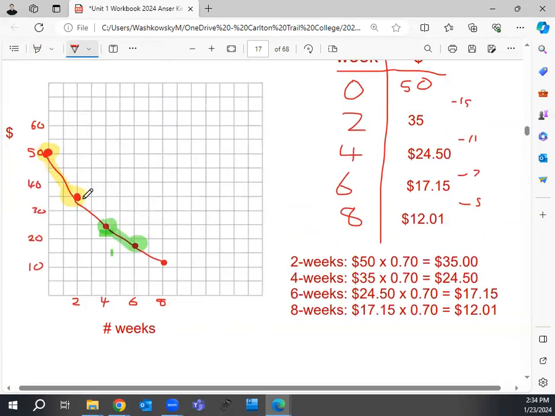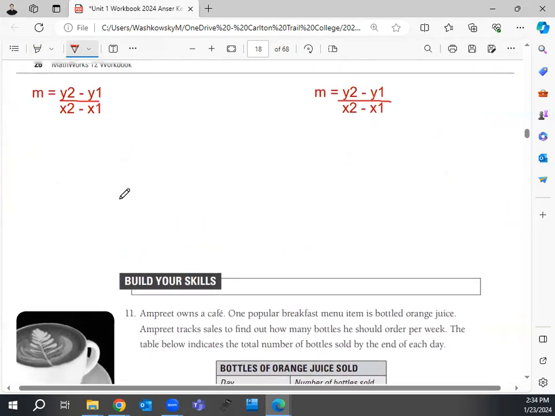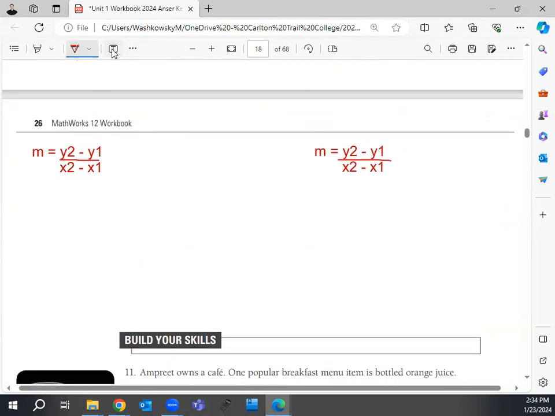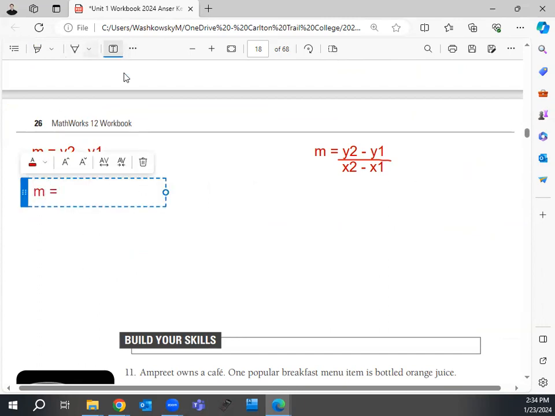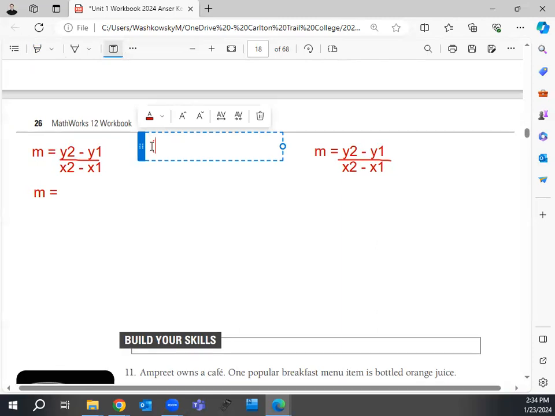That's 0 and 50 and 2 and 35. So 0, 50 and 2, 35. So m is equal to, I'm actually going to write my points down here. So my one was 0 and 50. You don't have to do this, but I'm just doing it as a visual reference. And what was the other one? 2 and 35? Yeah, perfect. Okay. So I've just written these points down here as my reference.